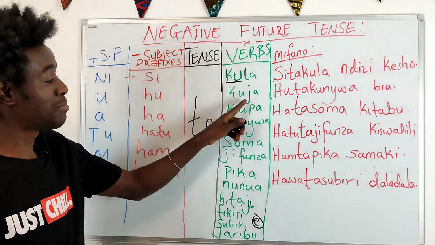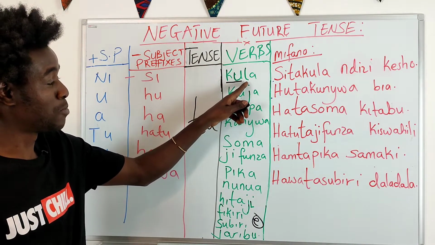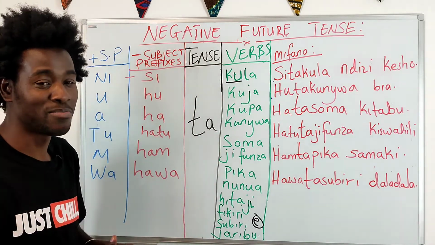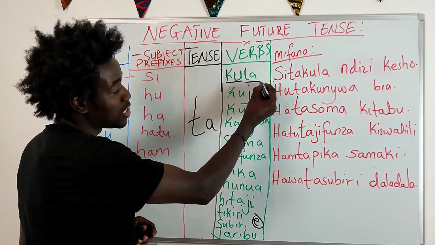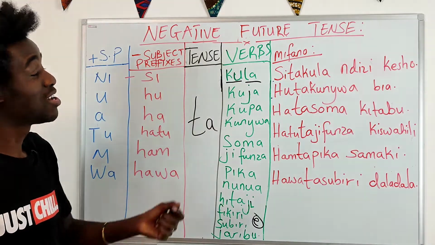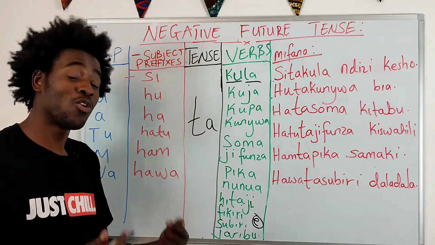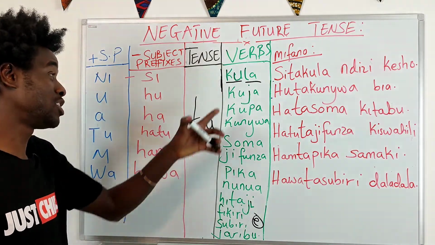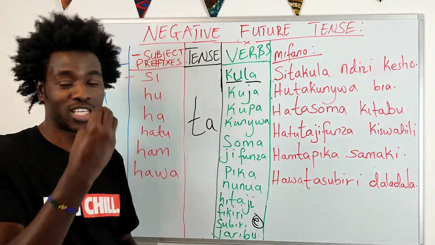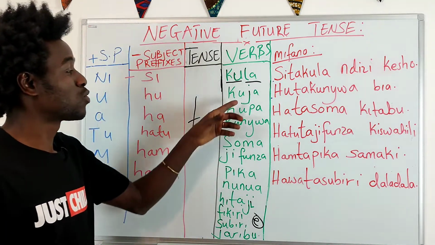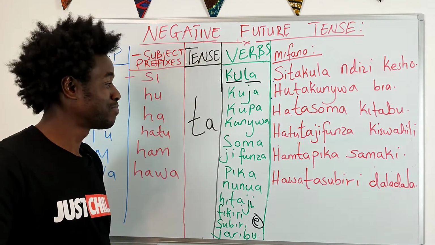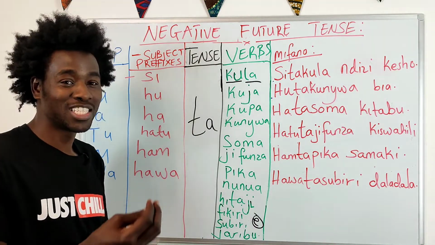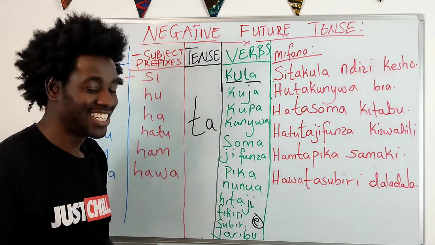These are some of the examples of monosyllabic verbs. So for example, kula, this is to eat or to take a meal. If you say only la, your verb will not be understandable. That's why you always have to accompany it with the infinitive of Swahili verbs, which is ku. So kula, this means to eat or to take a meal. Kuja, this means to come. Kupa, this means to give. Kunywa, this means to drink.